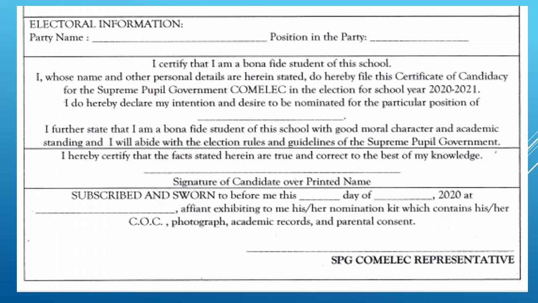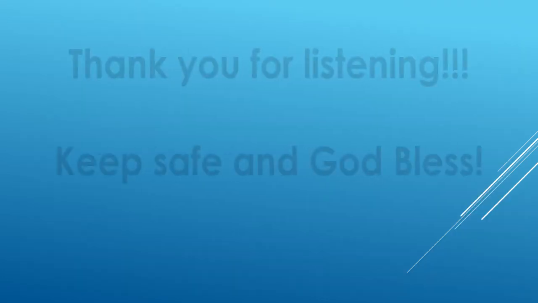2020-2021. I do hereby declare my intention and desire to be nominated for the particular position of, you are going to write the position that you wanted to run for. And then here, signature over printed name, then sworn before me this day, the day that you are going to sign or file your candidacy. And then SPG COMELEC representative, you don't need to, this is the approval for your SPG officer. Okay, so again, just fill up the form correctly and neatly. If possible, avoid erasure and save it for checking today.